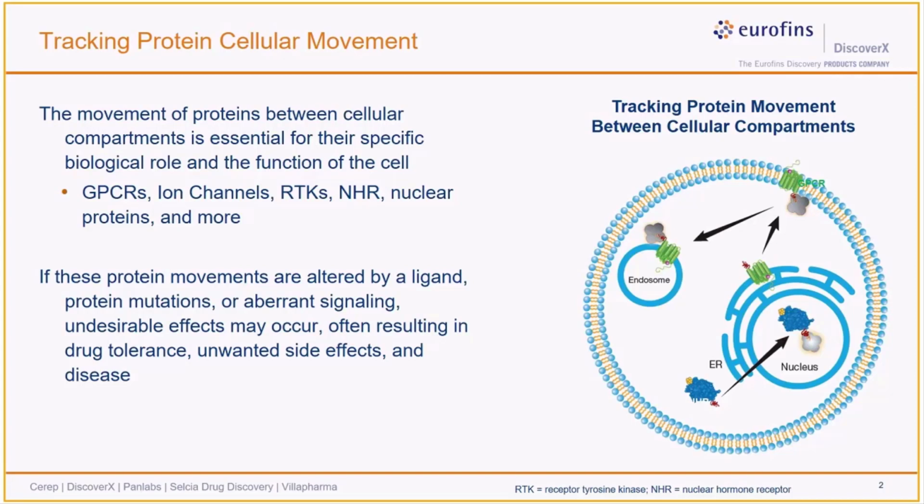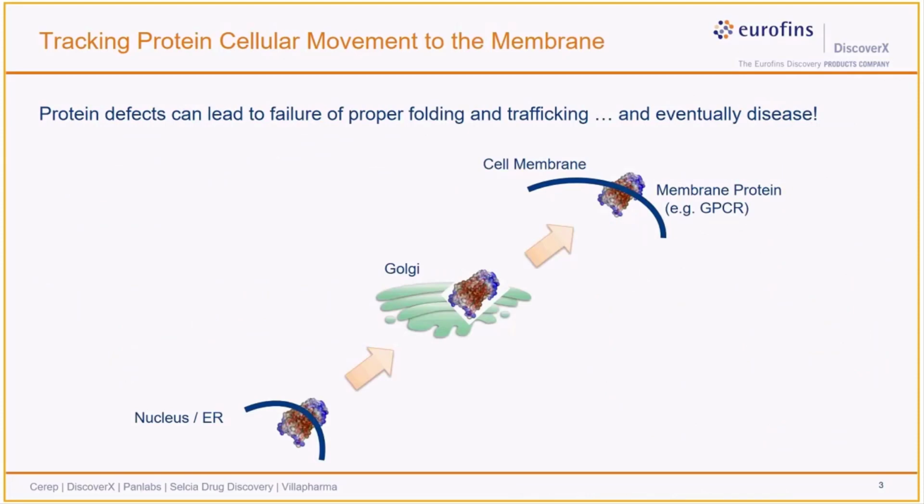If these movements are altered in any way, maybe by a ligand or therapeutic binding to its receptor, or like a protein mutation, even like a deletion, or an aberrant type of signaling, undesirable effects may occur, often resulting in drug tolerance, unwanted side effects, and even disease. So it's important to understand what is going on with your protein when the disease state occurs, for example.